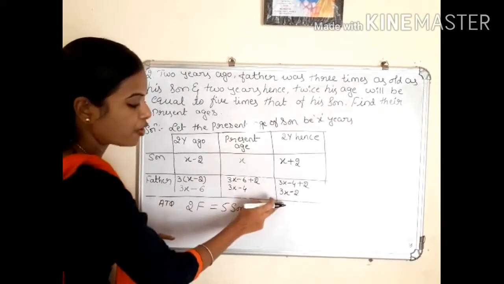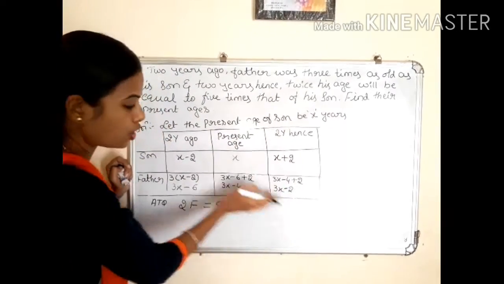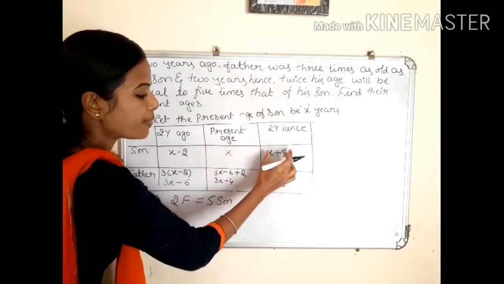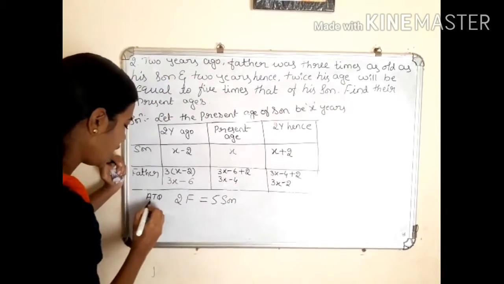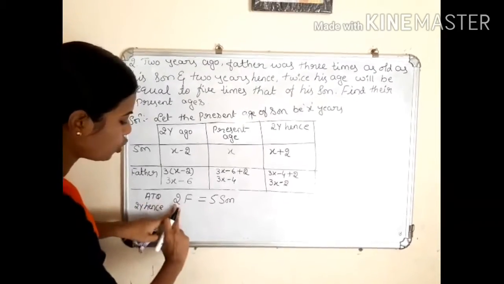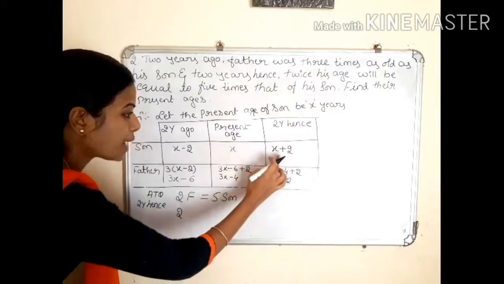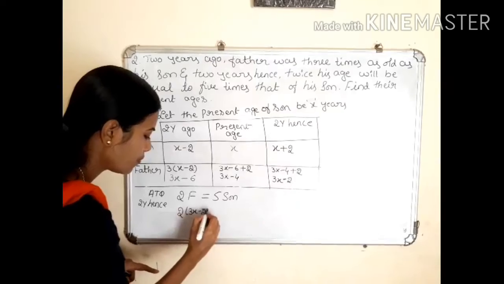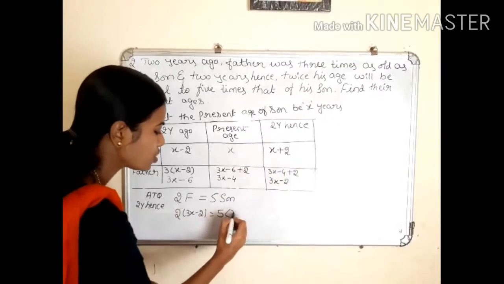Observe this very carefully here. You have to consider the 2 years hence column equations, children. Don't write for this or for this; you have to write 2 years hence. For the father and son ages 2 years hence, you have to write the equation. According to the question, 2 times father's age equal to 5 times son's age. Father's age is 3x minus 2, is equal to 5 times the son's age, 5 into x plus 2.